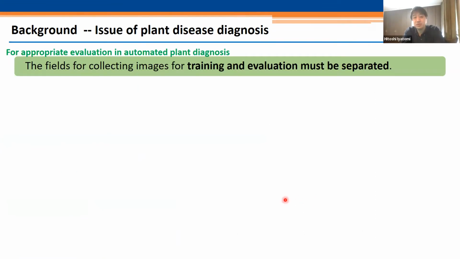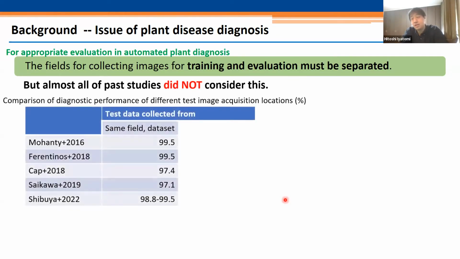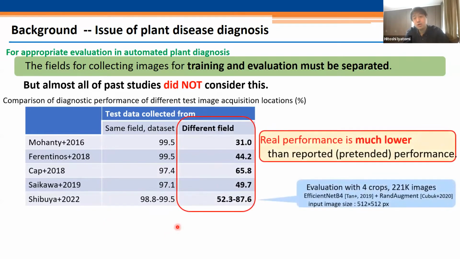For appropriate evaluation in automated plant diagnosis, the training images and evaluation images, the test images, must be collected from different fields. But most past studies did not consider this. And a recent study revealed that the diagnostic performance between the same field and a different field has a big gap between the two results. The real performance is here, so much lower than the reported performance.